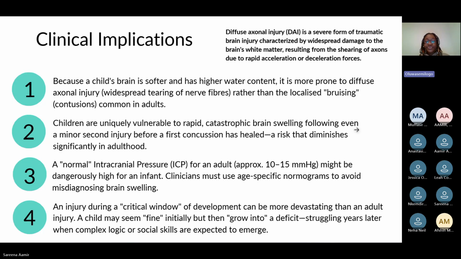An injury during a critical window of development, or an important phase of development, can be more devastating than an adult injury. A child may seem fine initially, but then grow into a deficit, struggling years later when complex logical or social skills are expected to emerge.